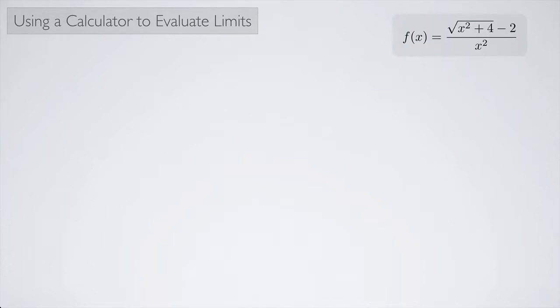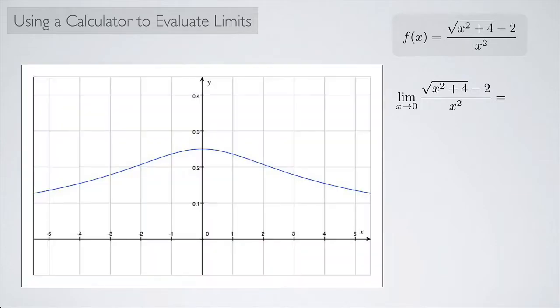How about f(x) equaling the square root of x squared plus 4, and then minus 2, and then all that over x squared. And I want to look at the limit as x approaches 0 of this function. So this one's a little more complicated, and we'll start by looking at the graph. So it looks something like this.